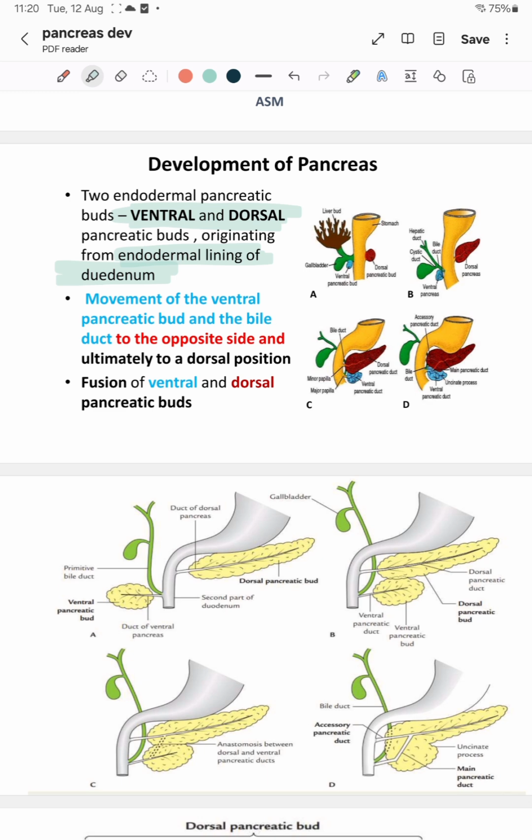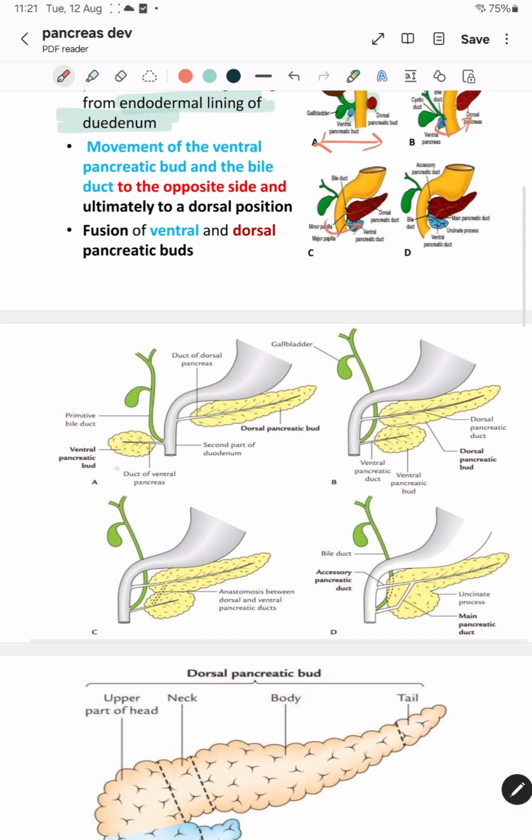Now the ventral and dorsal buds are opposite to each other. See, if this is dorsal, this is ventral. But the ventral bud will rotate and come closer to the dorsal pancreatic bud and fuse with it. Then it will rotate and will fuse.